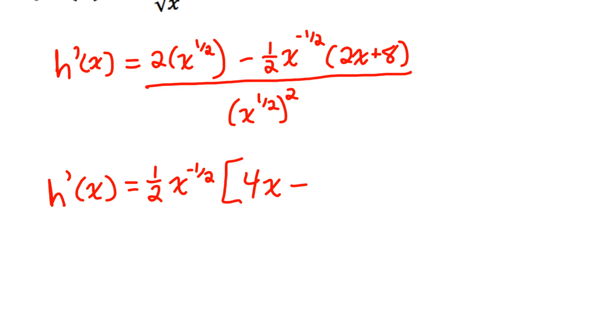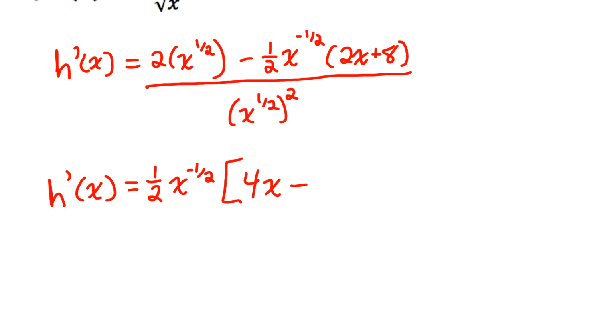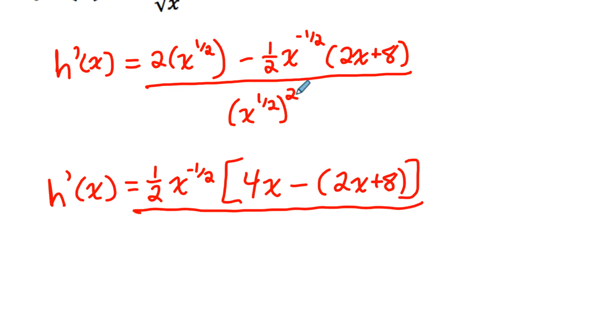Minus, now I need to divide this term by what I took out. Well, I took out this factor of a half and the factor of x to the negative a half. So those are both gone, and I just have 2x plus 8. Make sure you put it in brackets to know that we are subtracting both the 2x and the 8. And this is all over, and I have a power of a power in the denominator, so that means multiply the exponents. A half times 2 is 1. So in the denominator, I just have x.